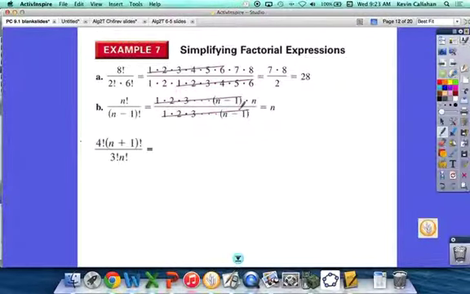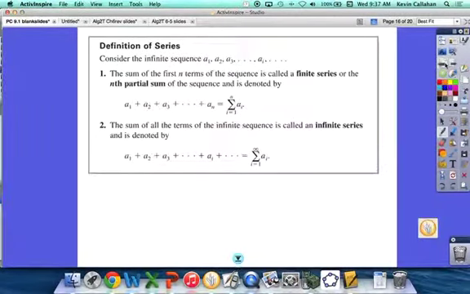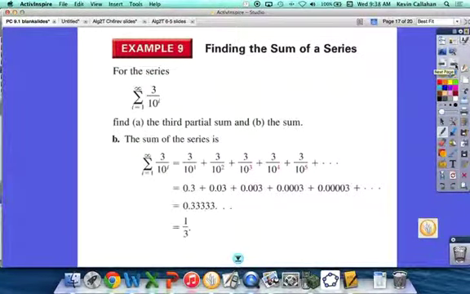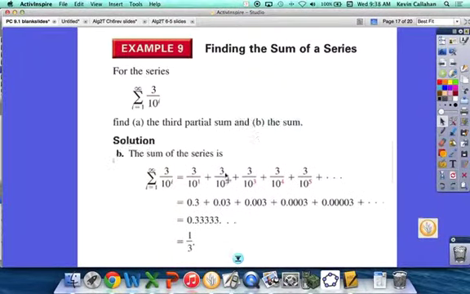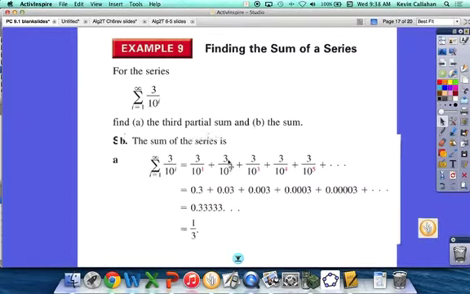Okay, so finding the sum. Find A, the third partial sum, and B, the sum. I think I missed something there. Second. Okay, let me do this.